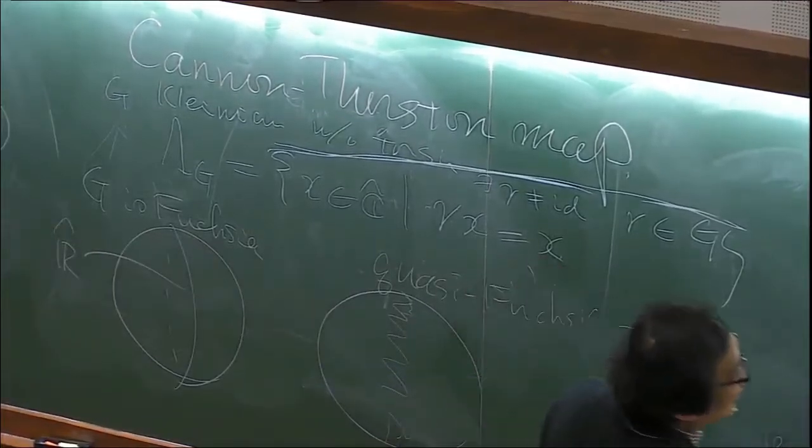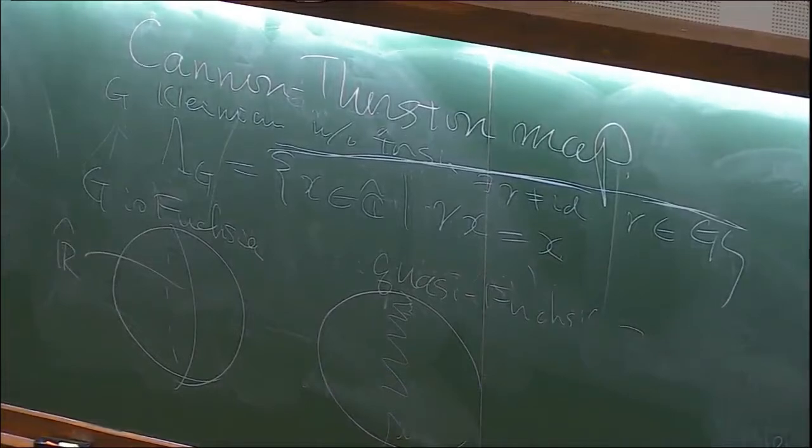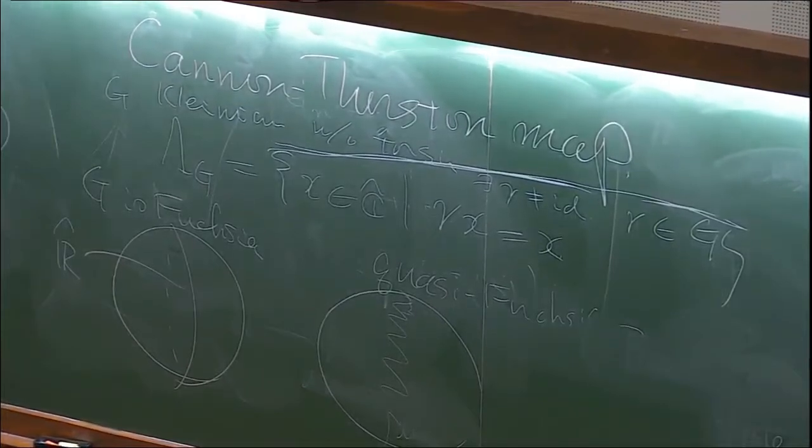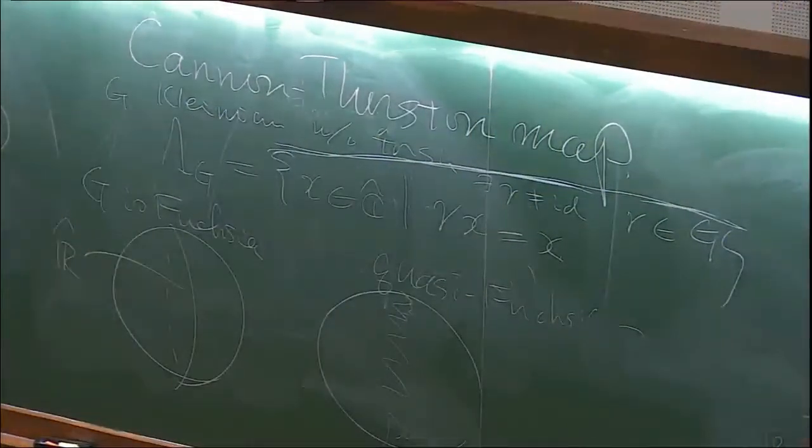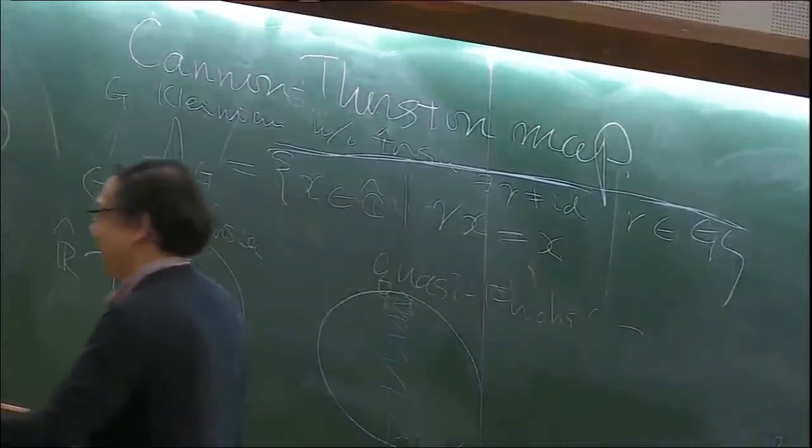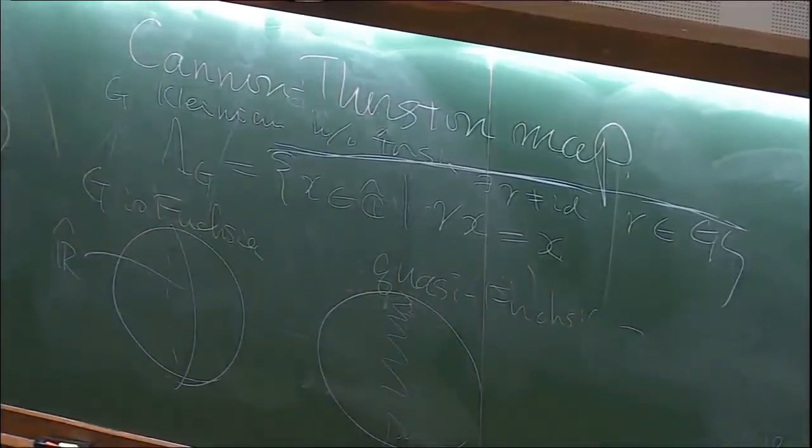I haven't given names for the three geometrically infinite groups. The first one is called a totally degenerate B group, the second one is called a doubly degenerate group, and this one is called a partially degenerate group. So we have three kinds of examples: totally degenerate B group, doubly degenerate, and partially degenerate.